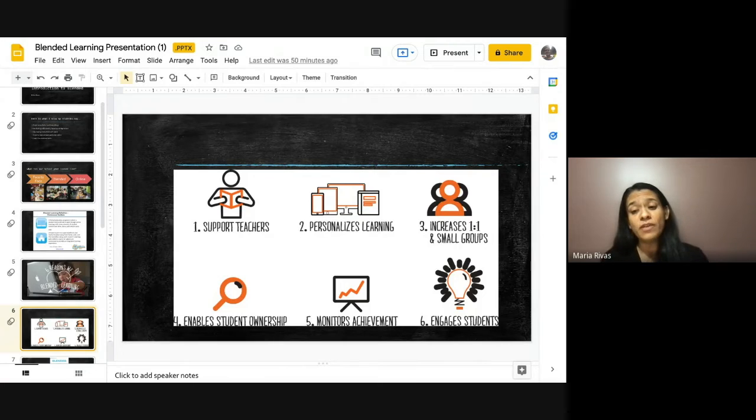When we started moving into blended learning, we stopped having behavior problems in the classroom because kids were engaged. Kids were monitoring where they were at, and we were targeting their needs. And so that is why we love blended learning at our campus, because of the engagement, the ownership. It's helping us increase that one-to-one, that small group, to hit those interventions.